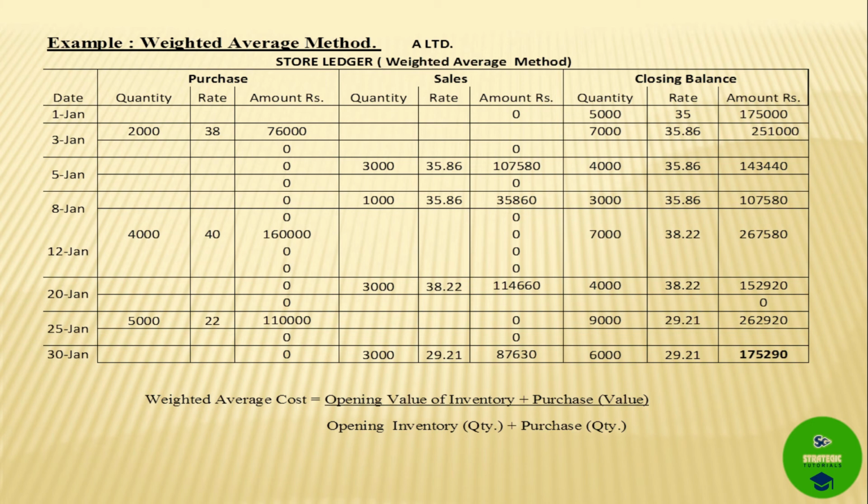So like this you have to go and you will get the closing stock valuation 1,75,290. I have given the formula of weighted average cost. It is the opening value of inventory plus purchase value divided by opening inventory quantity plus purchase quantity.